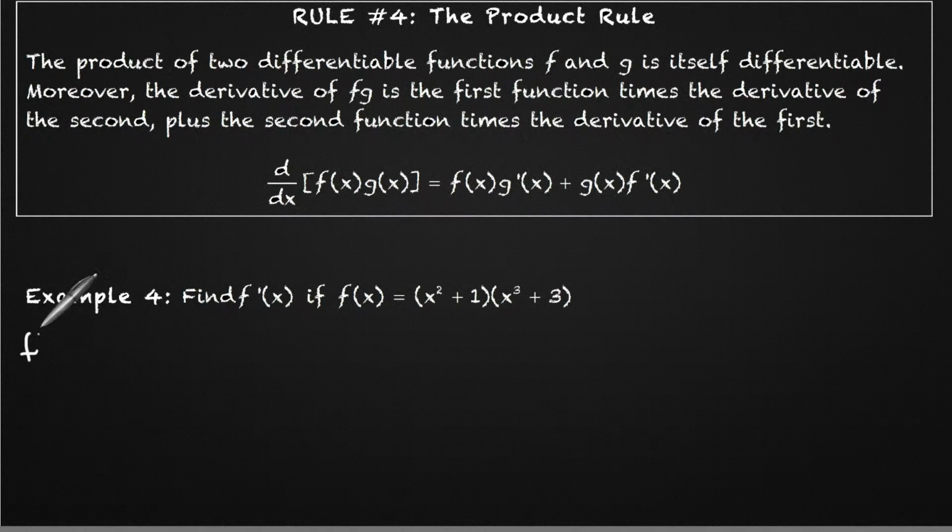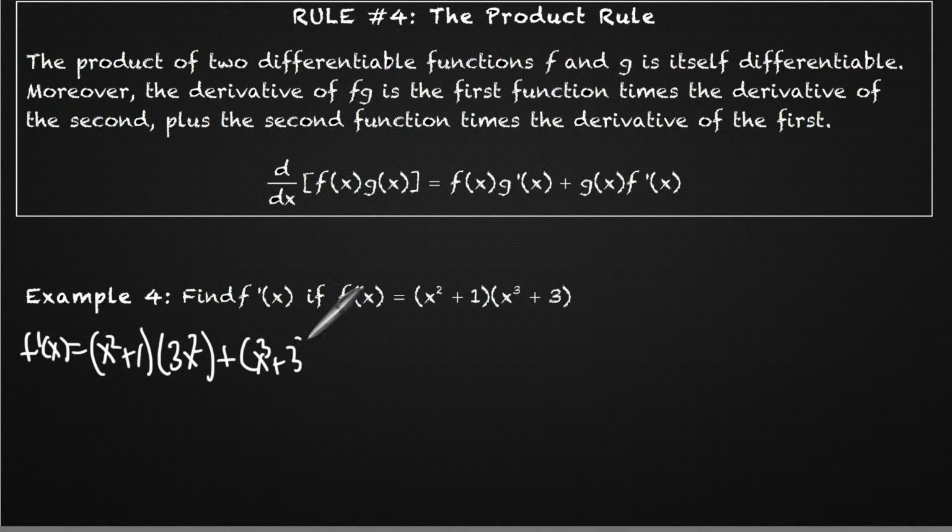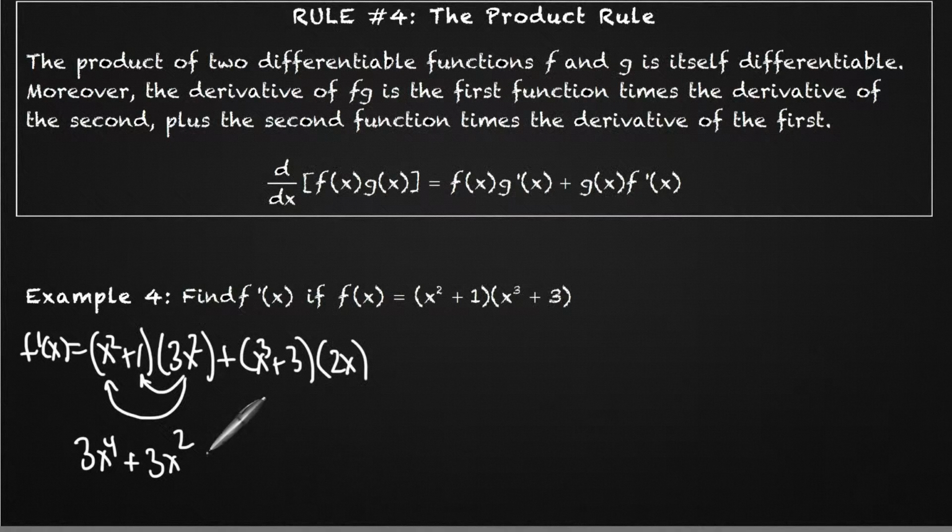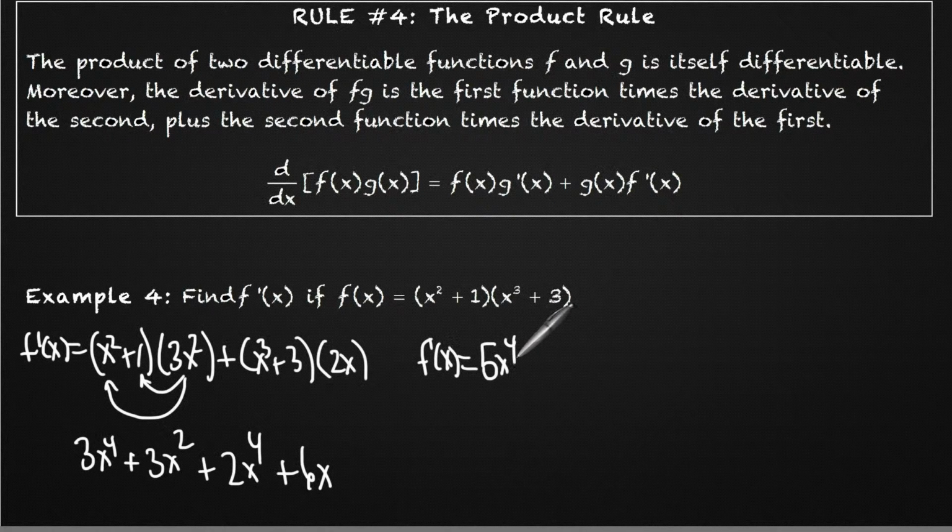We have, let's just write, f prime of x is equal to the first function, x squared plus 1. So you just copy that straight down, times the derivative of the second function. Well, that's just going to be 3x squared, plus the second function, x cubed plus 3, times the derivative of the first function, which is just 2x. Now when we distribute this in here, we will get 3x to the fourth plus 3x squared plus 2x to the fourth plus 6x. And so we end up with a final answer, f prime of x, to be 5x to the fourth plus 3x squared plus 6x.